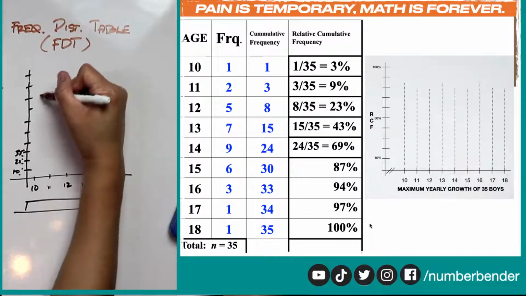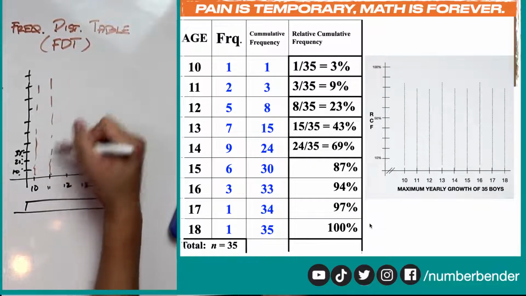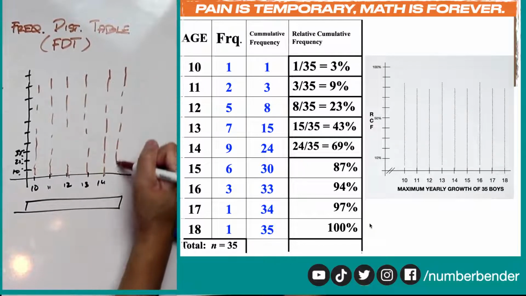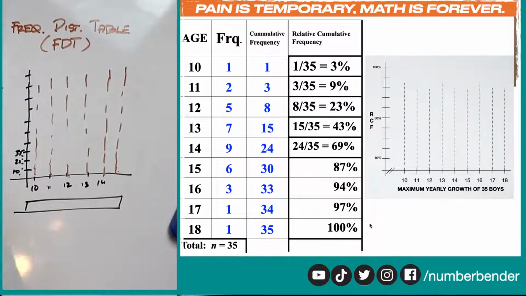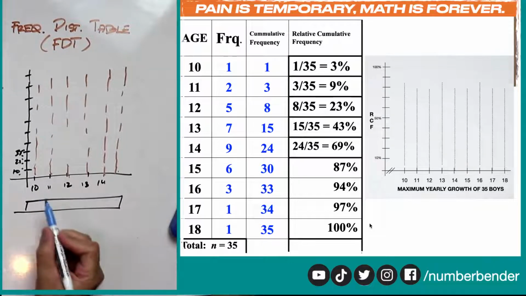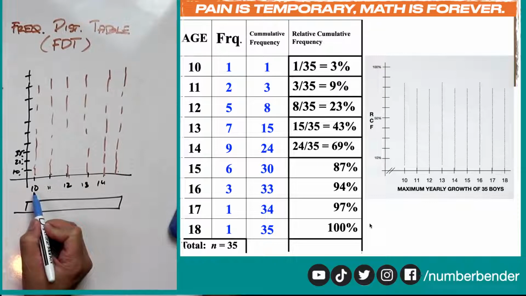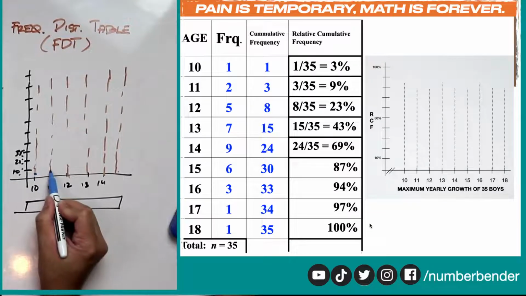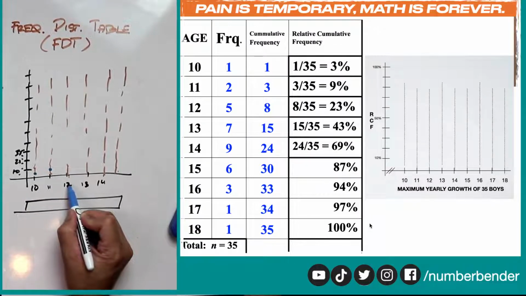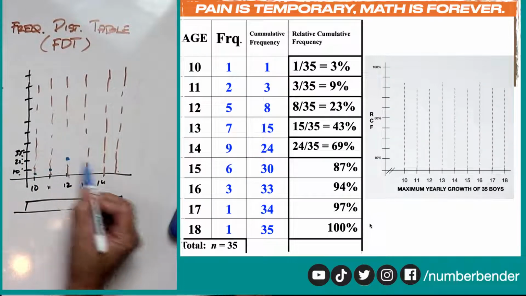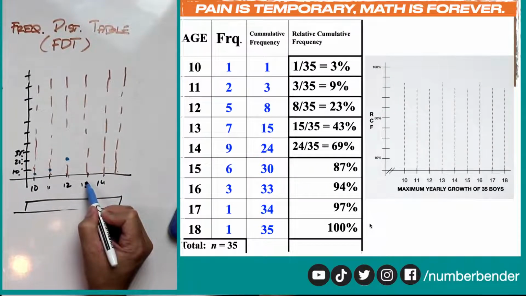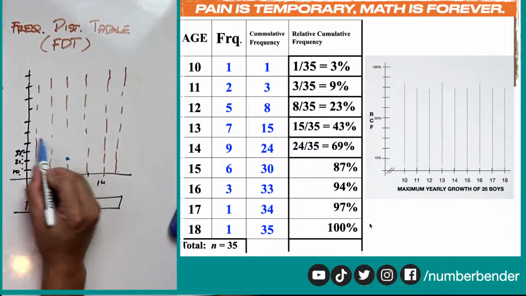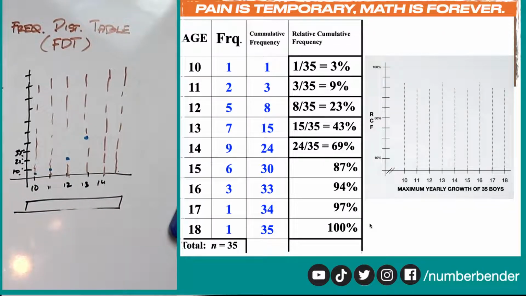And now my guides are my vertical lines. So I'll use my vertical lines as my guides so that I can easily find the intersection of those horizontal and vertical axes. So when I graph my points, I'll be able to graph them with confidence. So first, at 10 years old, my relative cumulative frequency is at 3%, so somewhere here. 11 is 9%, somewhere here. 12 years old is 23%, 20%, so somewhere here. 13 is at 43%, 30, 40, 50, 43%, slightly lower, of course, so somewhere there, until you complete your dots.